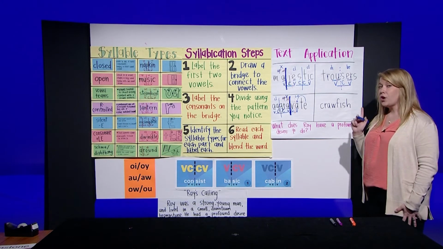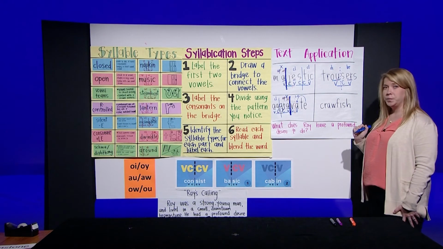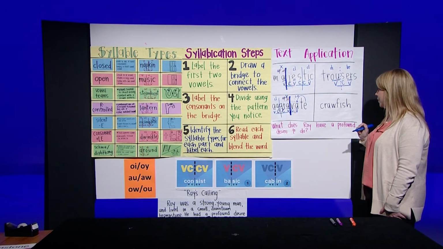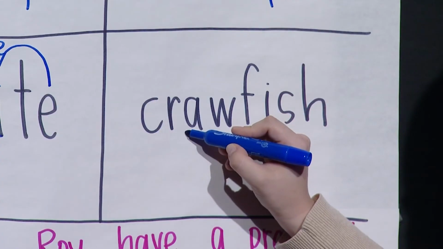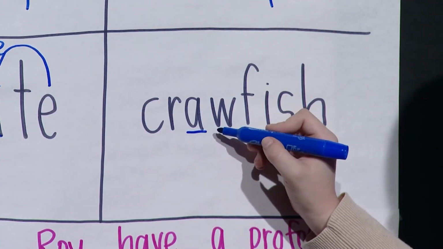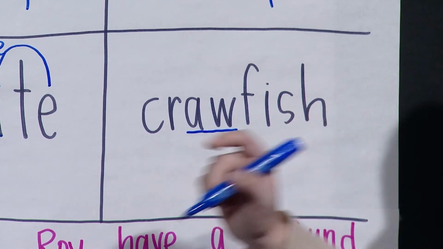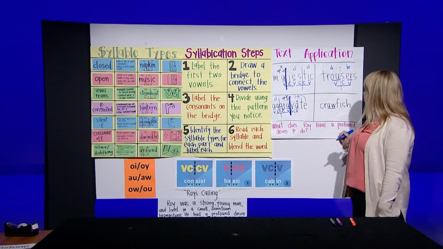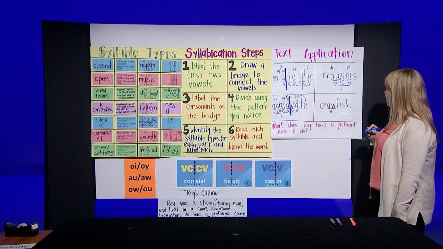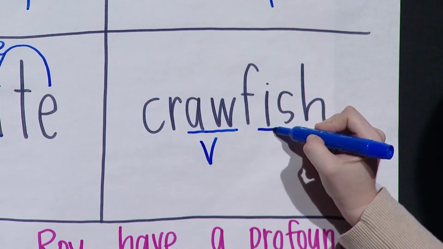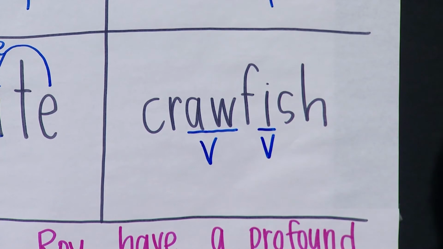All right, let's start with step 1. What do I need to do? Okay, I'm going to underline the first 2 vowels I see, and I see vowel A. Oh, I'm so sorry, you're right. A-W is one of those diphthongs we've been talking about. So I'll keep those together. And what vowel do you see next? I see it, vowel I. I will label him as well.